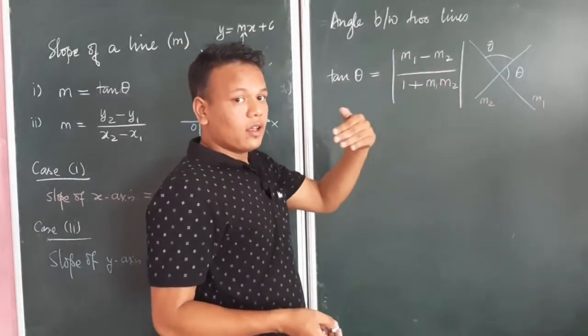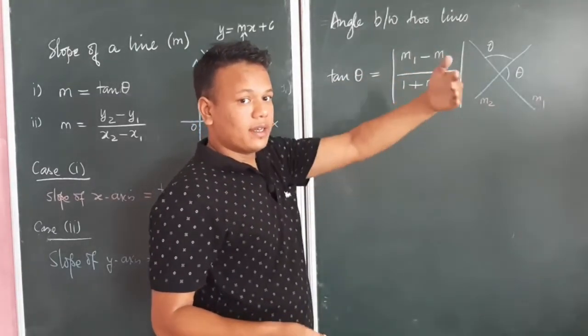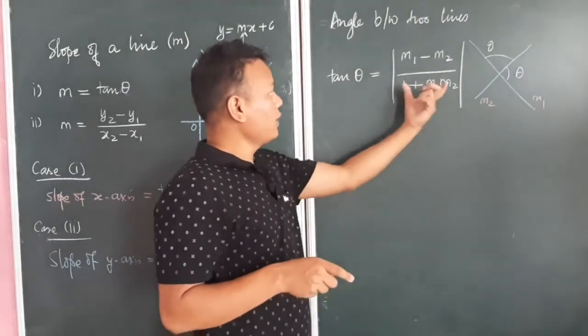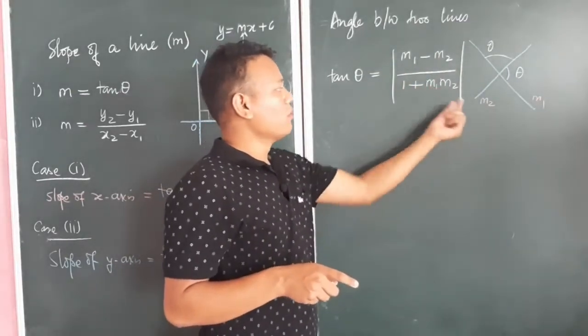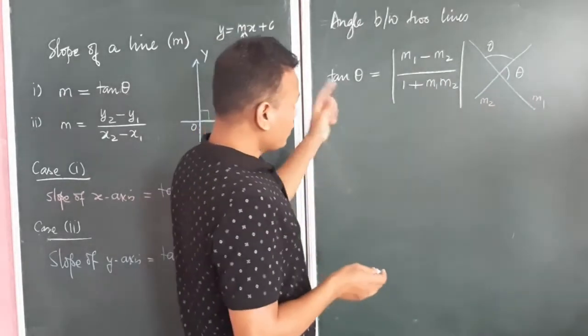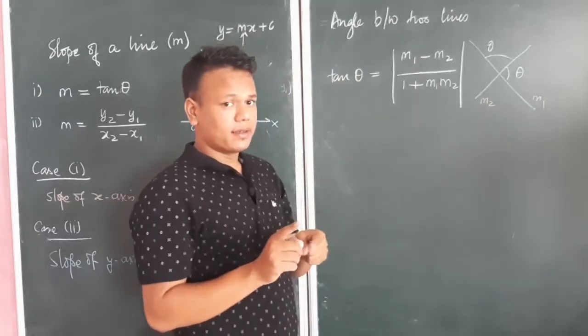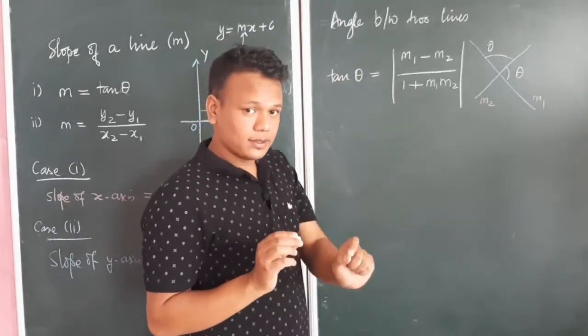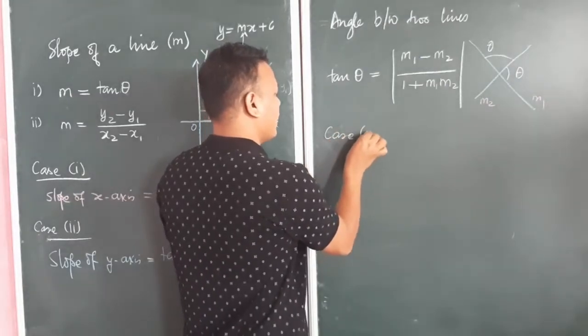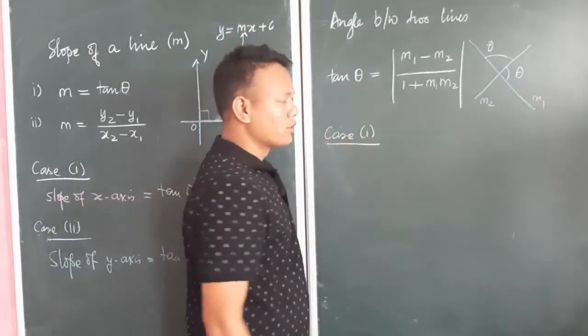If you take tan of any angle between 0 and 90 degrees, it will always be positive. That's why, in order to make this value positive, I am putting the modulus sign here. Okay, very good. The next thing, again we will go to some special cases, and the first one, let me call this case 1.